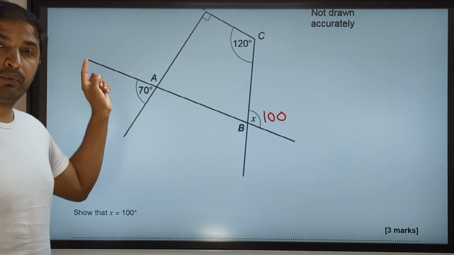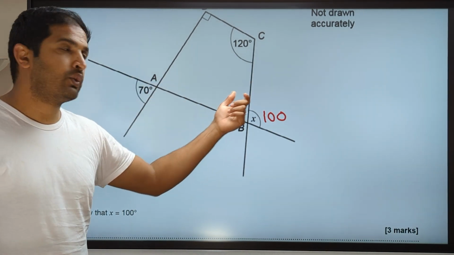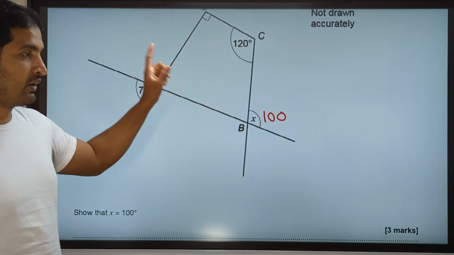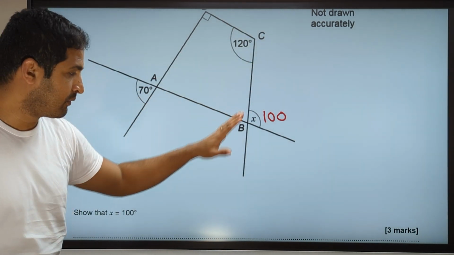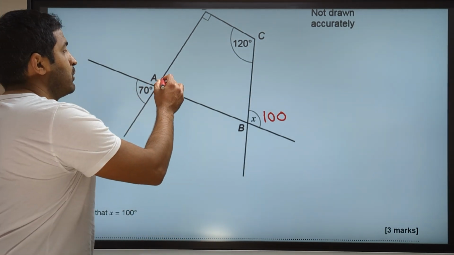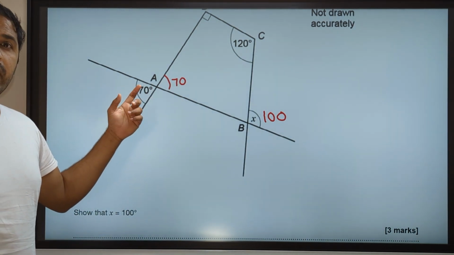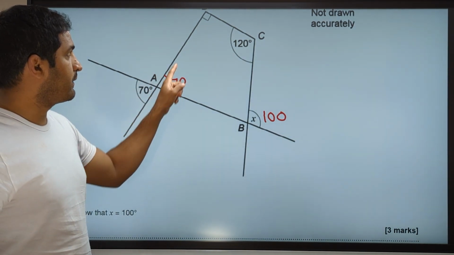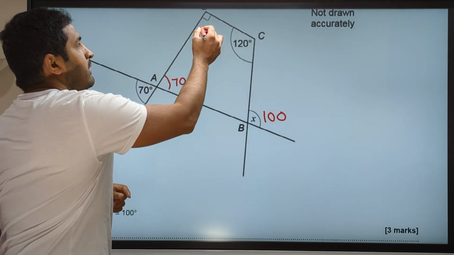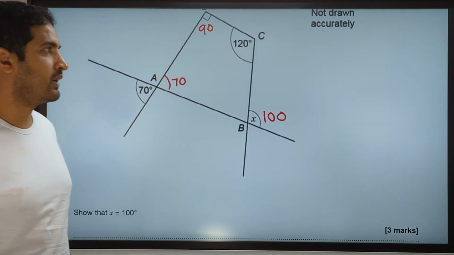Okay. So if you don't get x to be 100, you keep trying at it until you do. And you can write on the diagram, that's fine, or you can write next to the diagram, or you can write your answers in the given space below. So here, what I would do is consider that to be 70. Why? Because vertically opposite angles are equal. And now if I know that's 70, then ABCD is a quadrilateral. That's 90. So all I have to do is add these 3 angles and take away from 360.